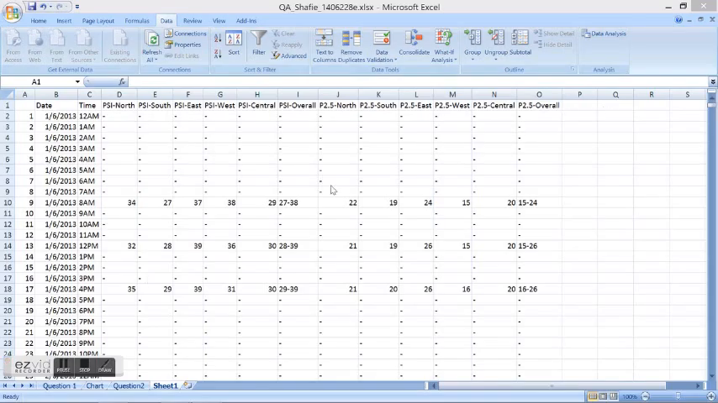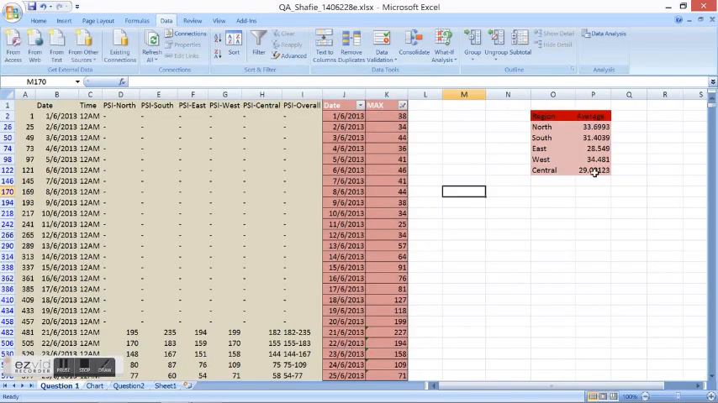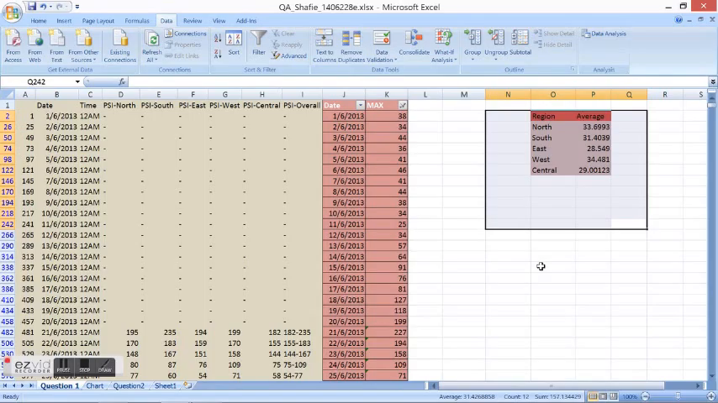So what I have to do for question 1 is to find the average using the feature equal average, and then I'll find it for each section. After doing that, the answer I got is this one. What I can infer from this table is that East has the lowest PSI. What they mean by the lowest PSI is that they have better air quality than the others.